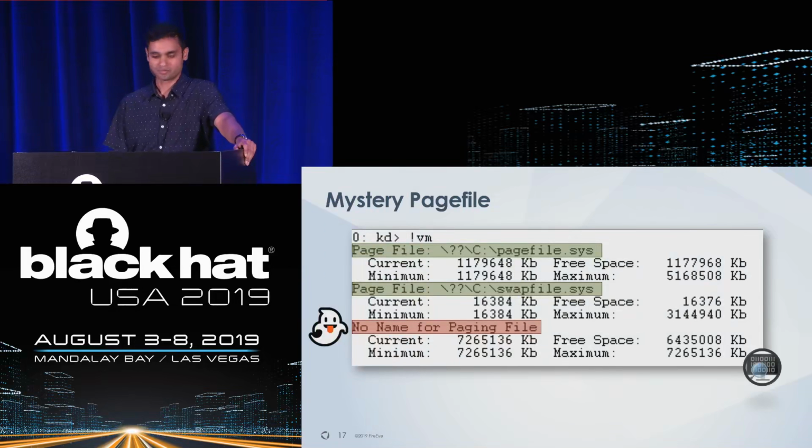Okay, so I've gone ahead and dumped out the page files here using the virtual memory extension in WinDbg. We see that index 0 corresponds to pagefile.sys and 1 corresponds to swapfile.sys. But what about this mystery second file? Where can we go to actually learn more about it?